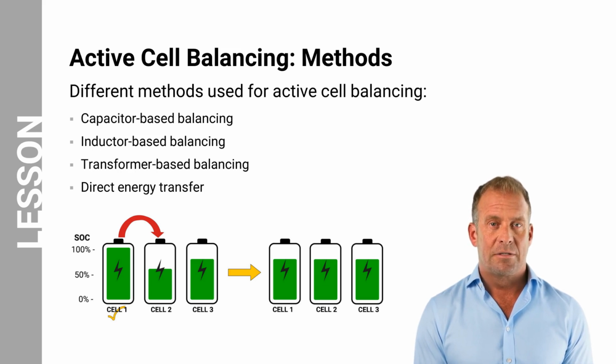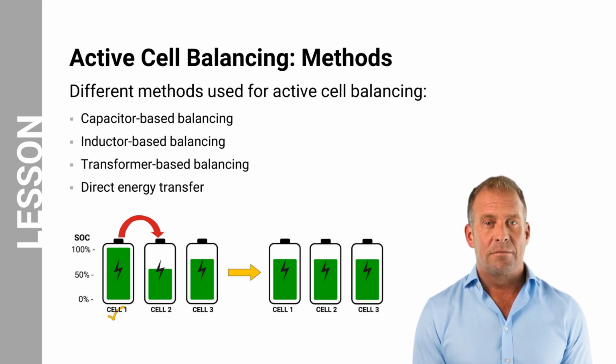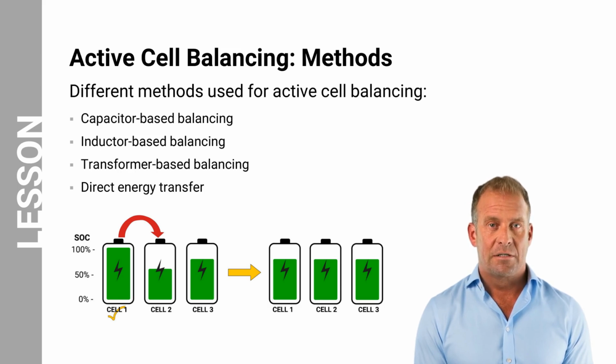Inductor-based balancing uses inductors to store and transfer energy. An inductor is charged by an overcharged cell and then discharged to an undercharged cell. Transformer-based balancing uses transformers to transfer energy between cells or groups of cells. They are often used in larger battery packs.